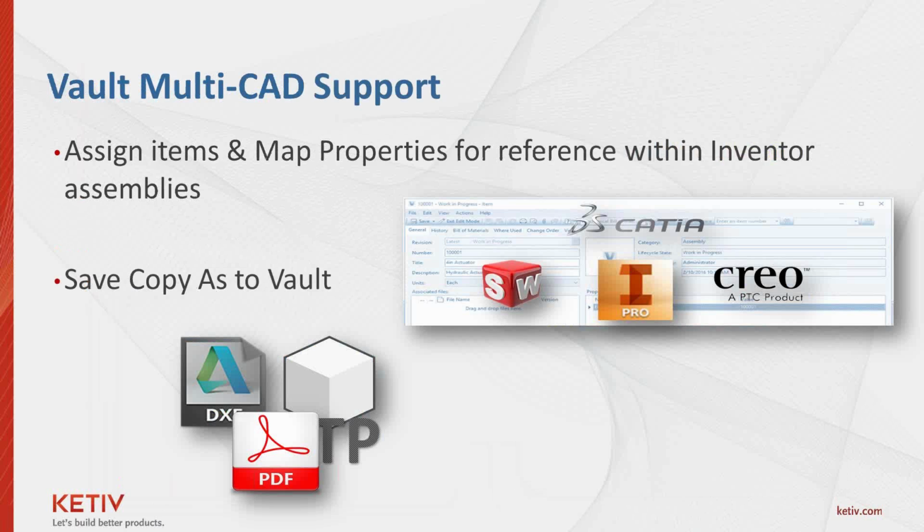I talked a little bit about multi-CAD with AnyCAD earlier, but another nice enhancement is if you're using Vault and bringing in these different types of files, and you're using Vault Professional, you can actually assign items to them now. You can map properties for these files as well that you're using inside of Inventor. Another really nice addition for all is save copy as to Vault. If you're making a PDF or a DXF, for example, inside of Inventor, a lot of times you'd have to do that save copy as, then go and manually put it in Vault. Now you can automatically add it to Vault with save copy as to Vault.